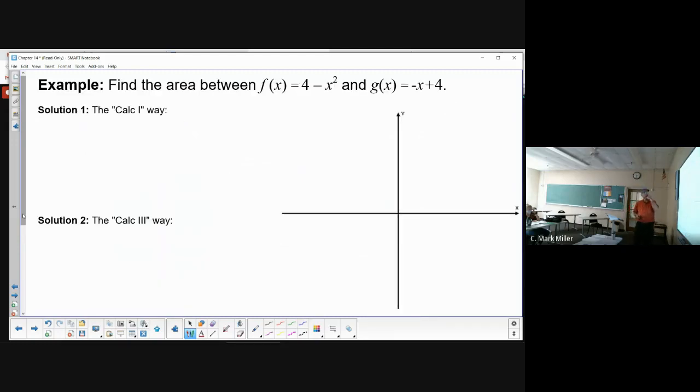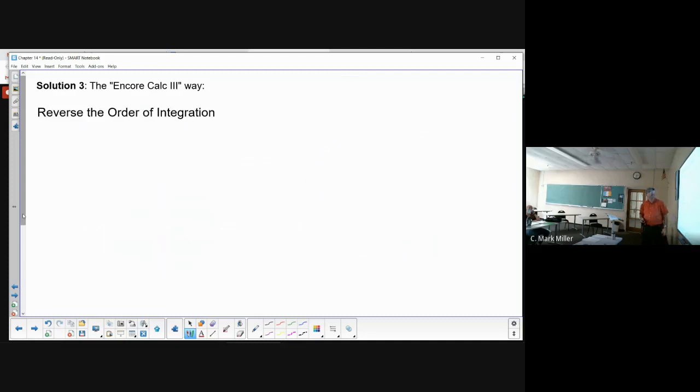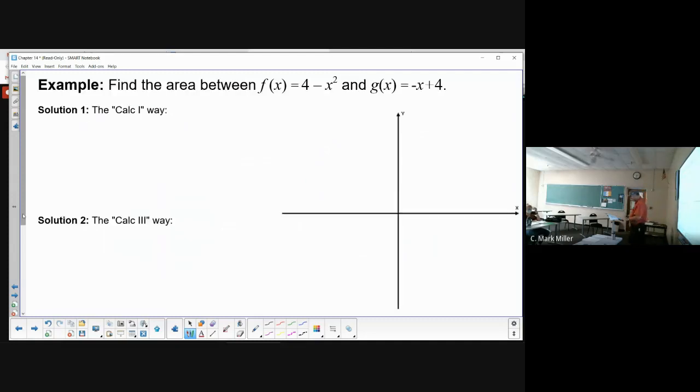Okay. Now let's get back to some stuff you know how to do. We're going to do this Calc 1 way, Calc 3 way, and an encore Calc 3 way. All right? Okay. The Calc 1 way was what? You're going to find the area between these two curves. First of all, what area are we talking about? It always helps to graph your area you're integrating. All right?